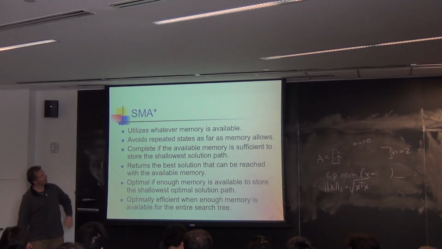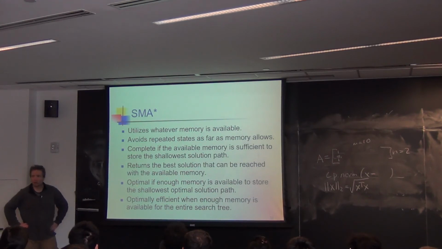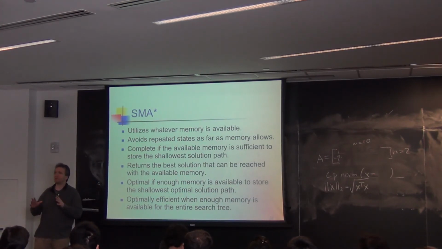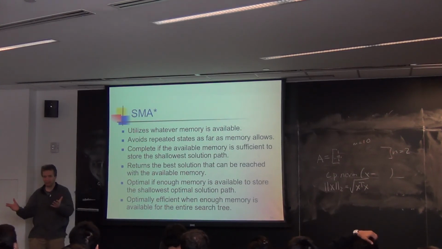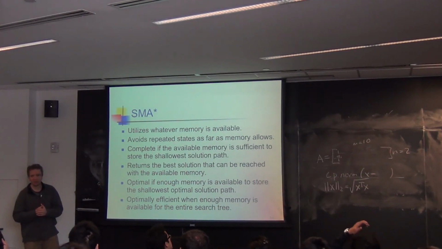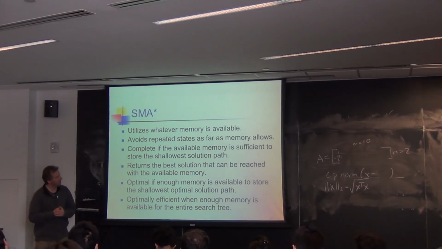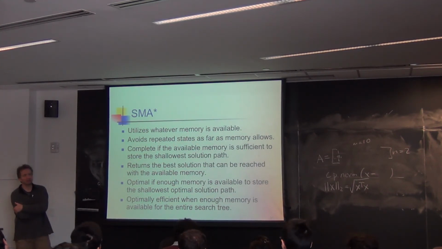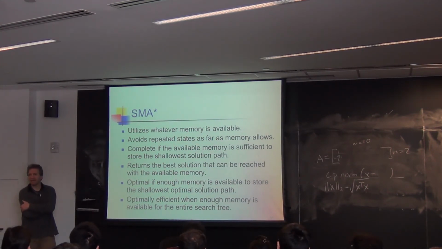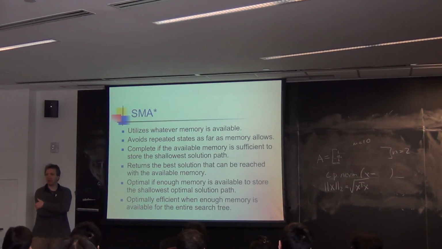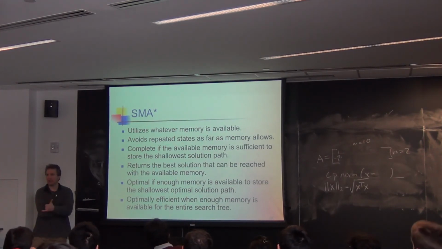The idea here is to use whatever memory is available. So you start off the search saying, I have enough memory for X number of nodes that I can keep in my memory. You start off with that restriction automatically. It's complete if available memory is sufficient to store the shallowest solution path, meaning that if you can store up to 8 nodes, but your solution path is 9, you're never going to find the solution that's 9 length. It's only complete up to the point that you can store that solution path.